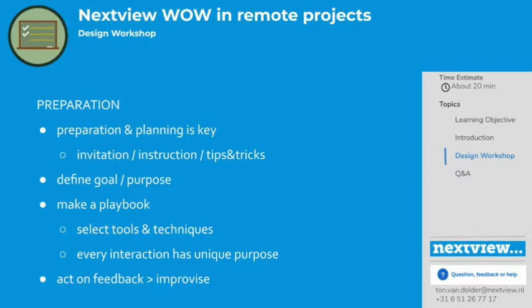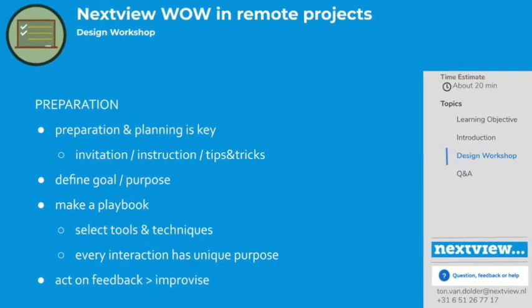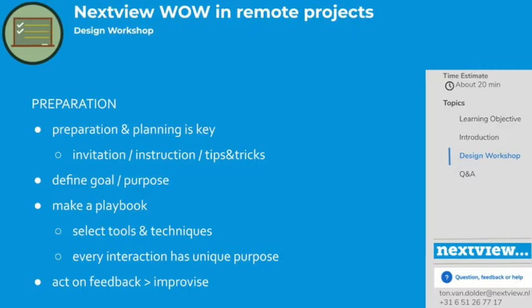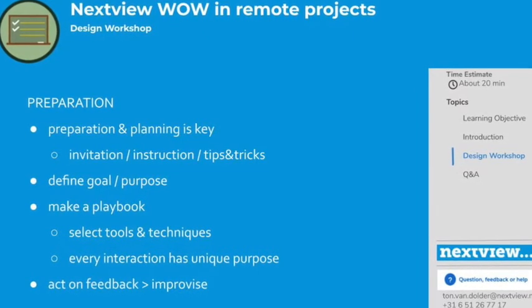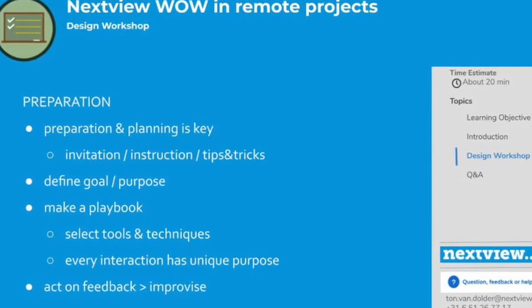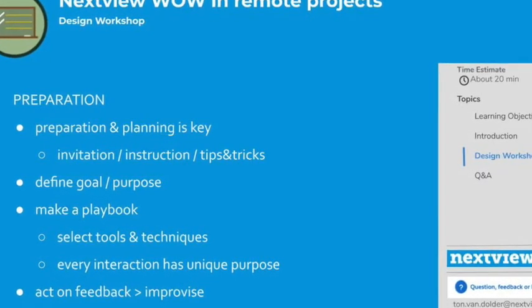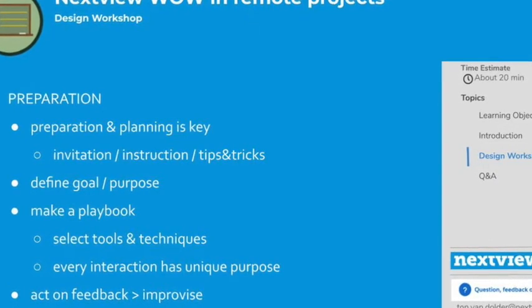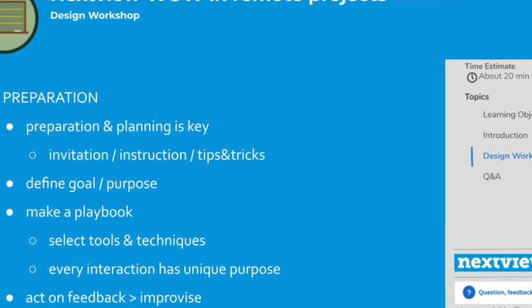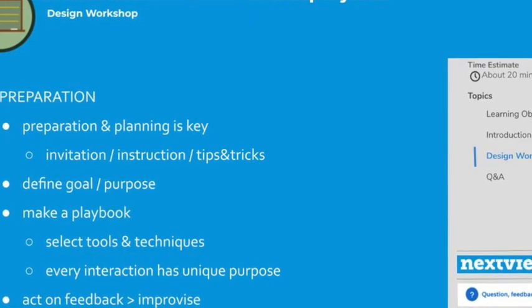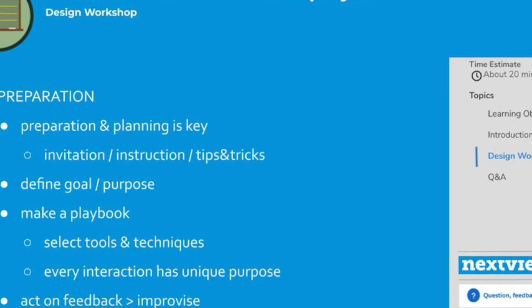So I told you a lot about preparation and enabling your participants to prepare for the workshop. We talked about sending them an invitation, giving them good instructions, and giving them tips and tricks on how they could prepare well. But it's also very important to make sure that all the stakeholders of the workshop agree upon the goal and the purpose of the workshop. This enables you to lead the participants towards results which are actually useful after the workshop.